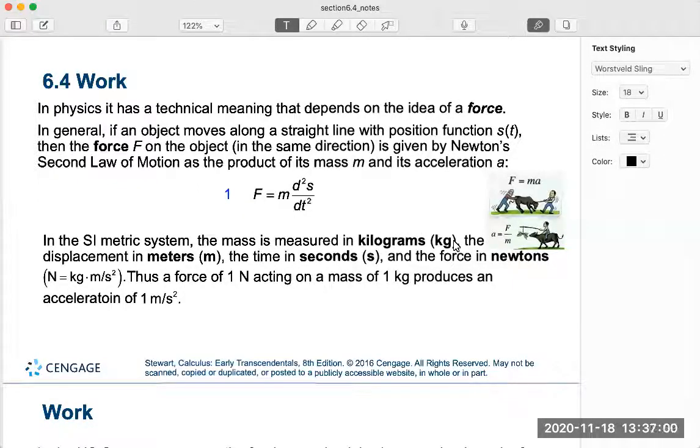Today we will continue with some applications of integrals, and we'll study some things related to physics. We'll study work.